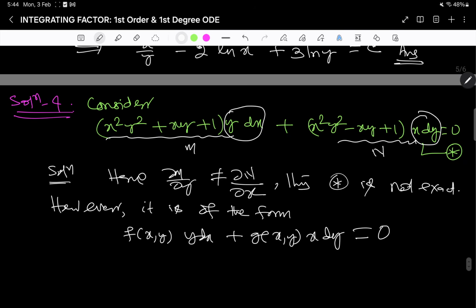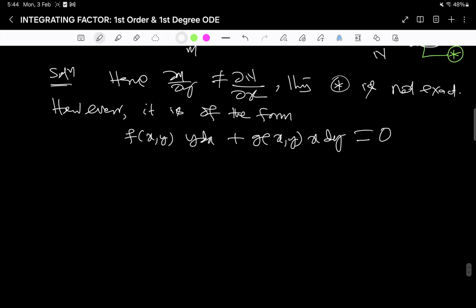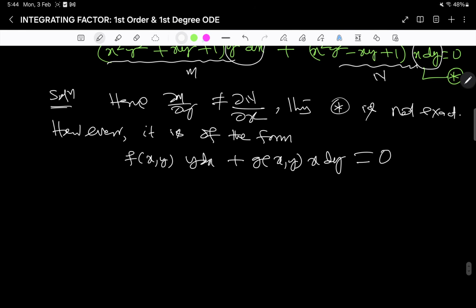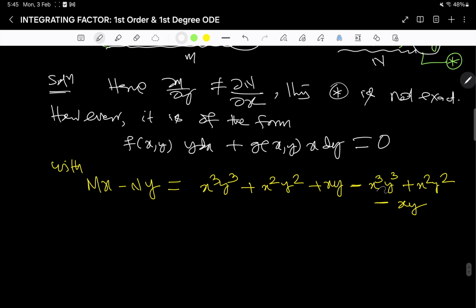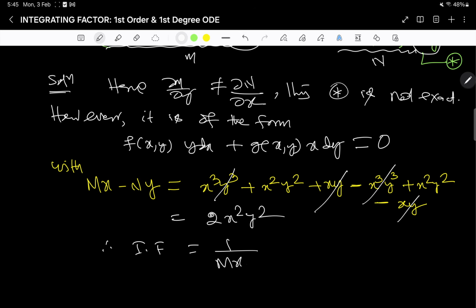So we find 1 by mx minus ny, and mx minus ny is equal to, you just multiply it. So this mx minus ny, this and this cancelled, and xy cancelled. It is 2x square y square. So therefore my integrating factor here is 1 by mx minus ny, which is 1 by 2x square y square. So this is my integrating factor.